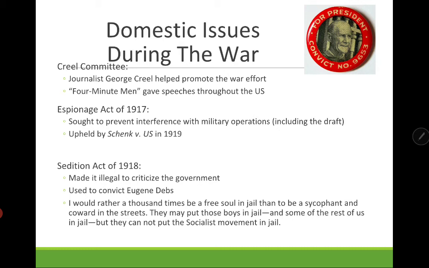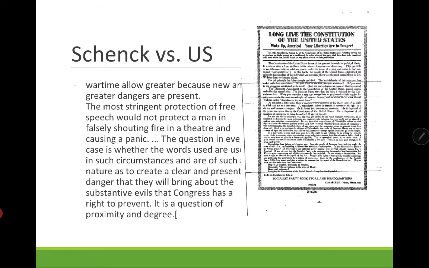They put those boys in jail and some of the rest of us in jail, but they cannot put the socialist movement in jail. And so because he was critical of the government, because he was a socialist, he is put in jail for speaking out against the government, and they are jailing people for speaking out against the draft. So in Schenck versus the United States, Schenck was handing out anti-draft pamphlets, and when it goes to the Supreme Court, they say that you cannot falsely shout fire in a theater, meaning you cannot cause a panic. So what they basically say is that the United States has the right to jail people who are speaking out against the war.